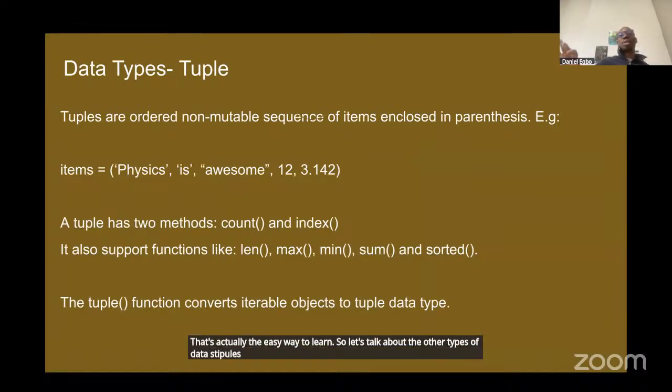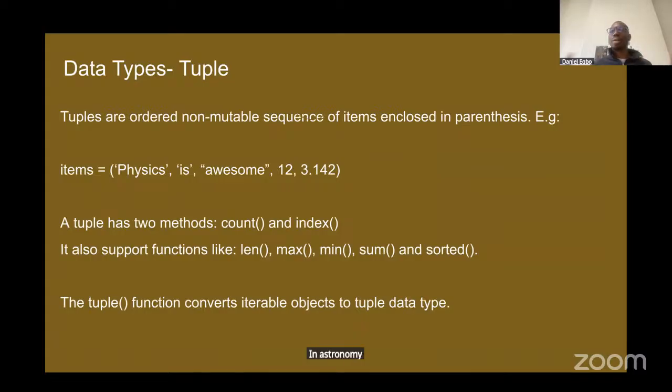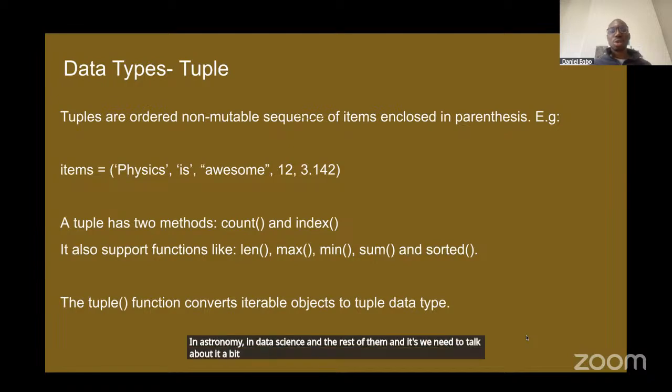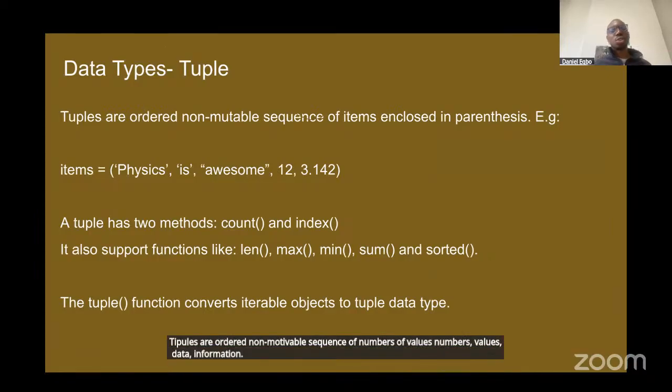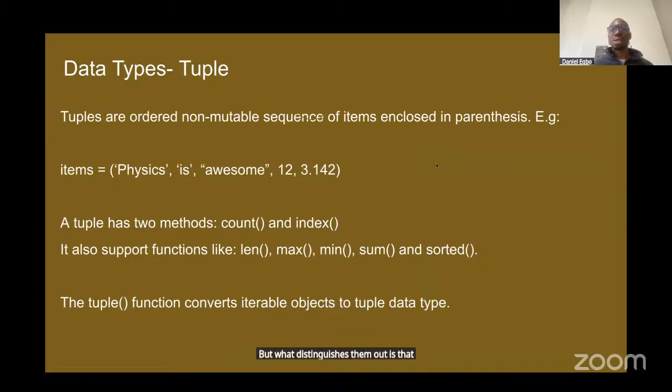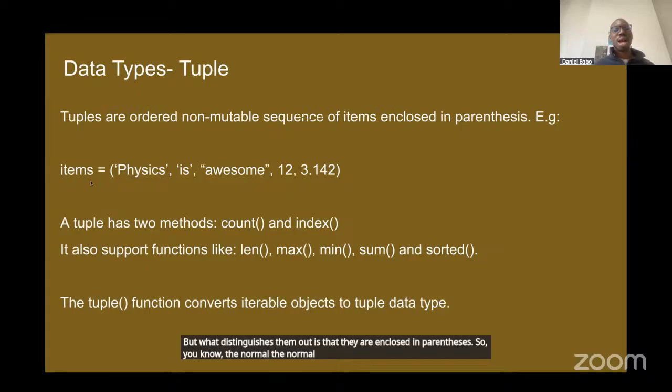These are more complex data structures that are very useful and very applicable in multiple fields, in astronomy, in data science, and the rest of them. We need to talk about it a bit here, not exhaustively, just to give you a tidbit. Tuples are ordered, non-mutable sequences of values, numbers, data, information. But what distinguishes them is that they are enclosed in parentheses, the normal brackets.